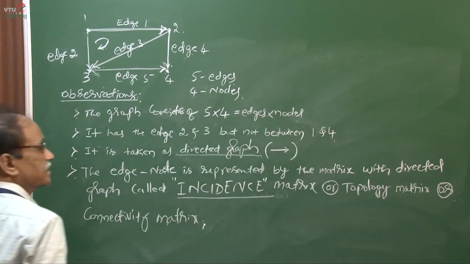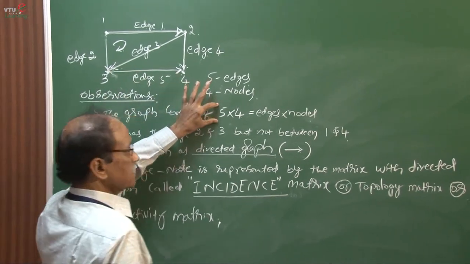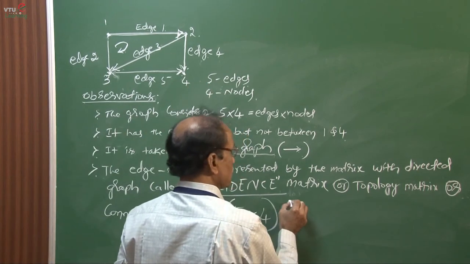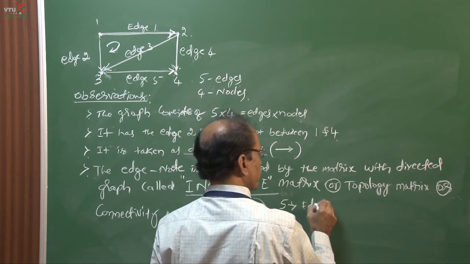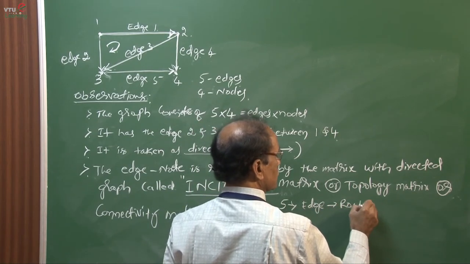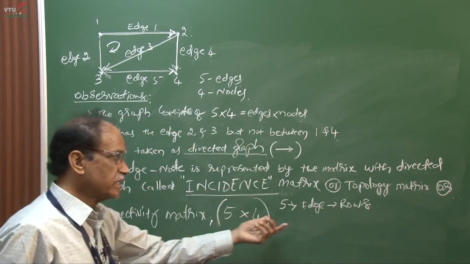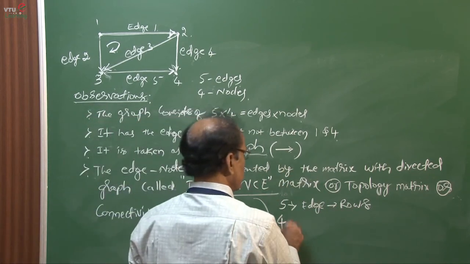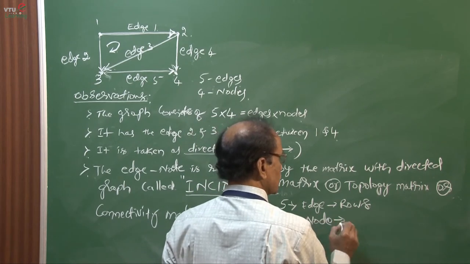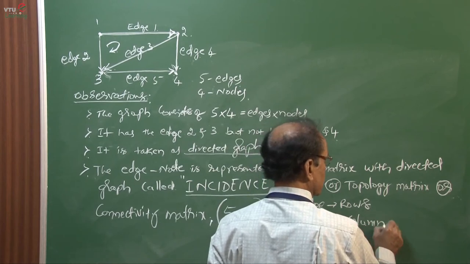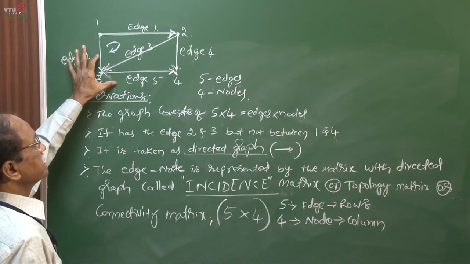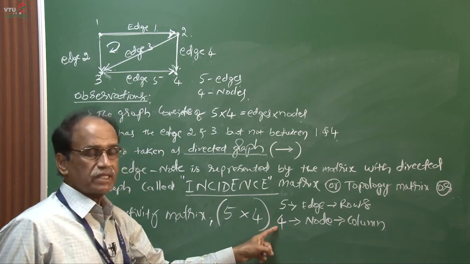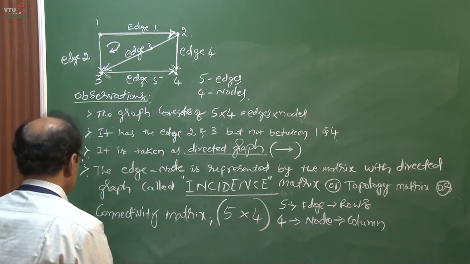So connectivity matrix means, what is the order of the matrix? That is 5 cross 4. What is 5 cross 4? So 5 is nothing but edges, this is nothing but rows. In the matrix we are going to represent those values in the form of rows, that means in terms of 1 and 0 and minus 1. Then 4, this is called nodes. Nodes means columns. So rows and columns, that is 5 edges and 4 nodes, will be represented by means of a matrix, that is a non-square matrix. It is called a 5 cross 4 matrix.